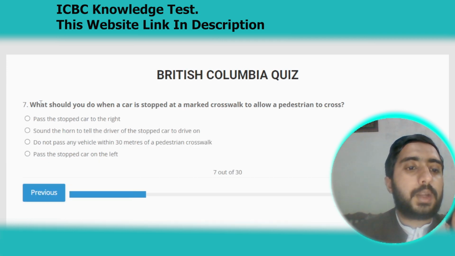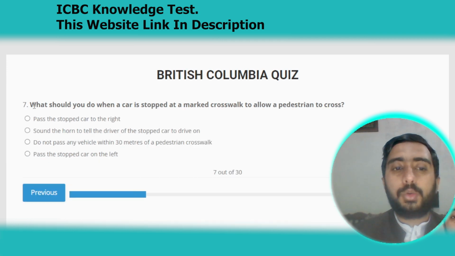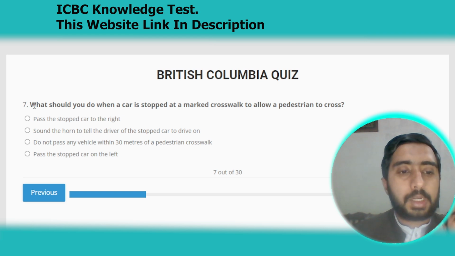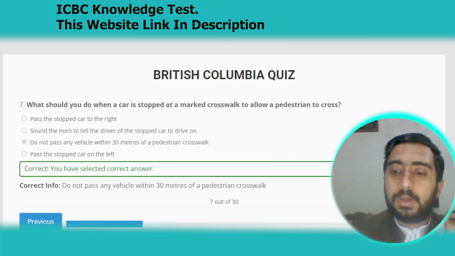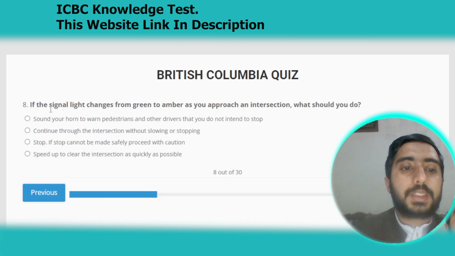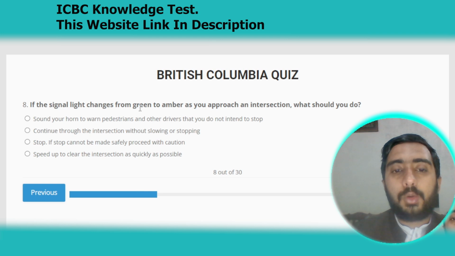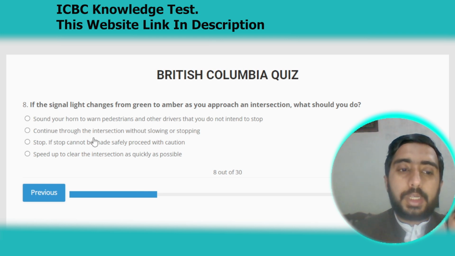Next question number 7. What should you do when a car is stopped at a crosswalk to allow pedestrians to cross? The correct answer is option C, which is do not pass any vehicle within 30 meters of a pedestrian crosswalk. Next one, question 8. If the signal light changes from green to amber as you approach an intersection, what should you do? You need to stop. If stop cannot be made safely, proceed with caution.